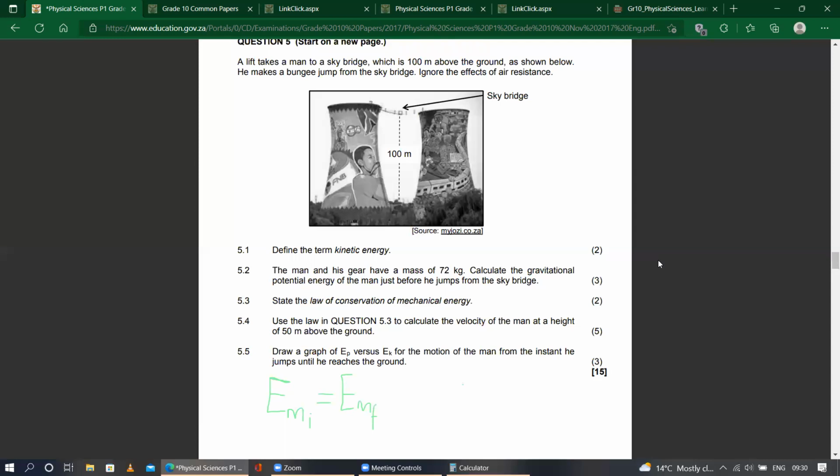By question 5.4, we're going to use the mechanical energy formula. That's EP plus EK, which expands to mgh plus half mv squared. The initial state of the man is 100 meters above the ground. He's not moving at that time until he jumps, so his initial velocity is also going to be zero.